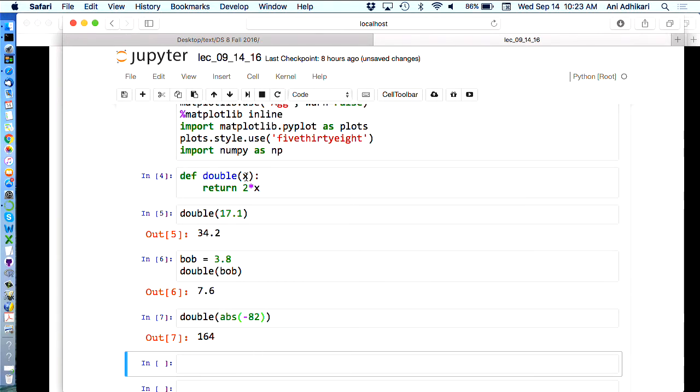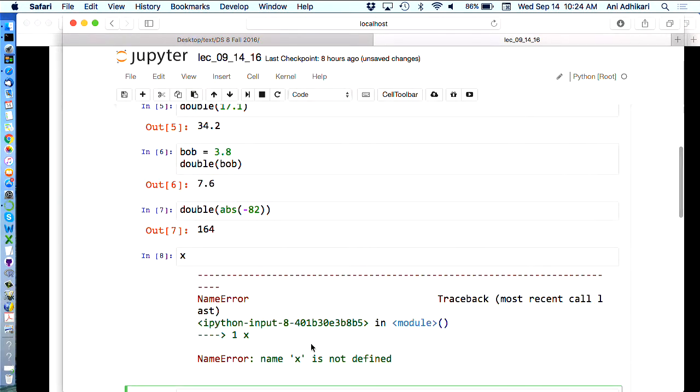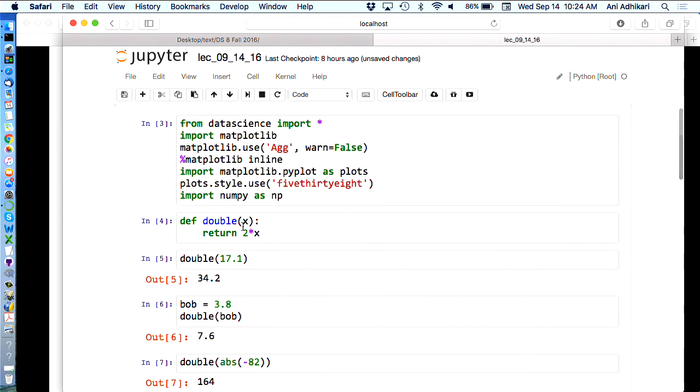This x right here has an existence unlike any other that you have thus far seen. It actually doesn't have an existence outside the body of the function. Nobody else gets to refer to that name x. So, for example, if I say x right here and ask for what that is, there is a little bit of unhappiness. It is basically a whatchamacallit that sits inside the function, and only the body of the function can call that.